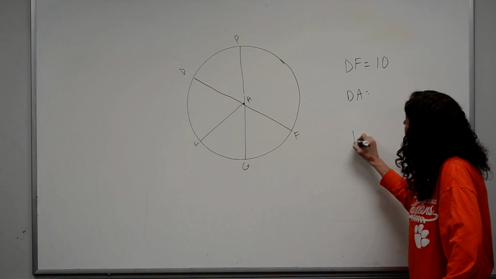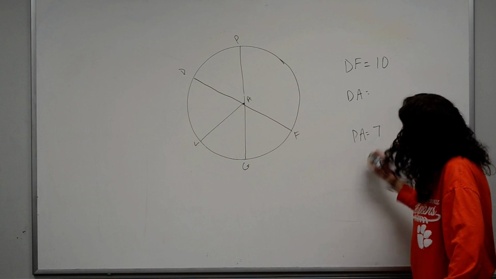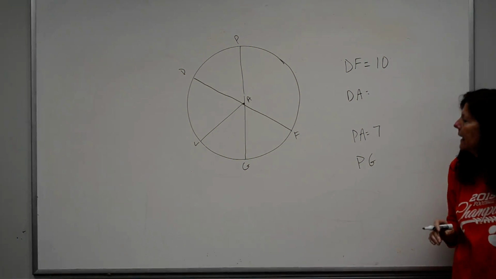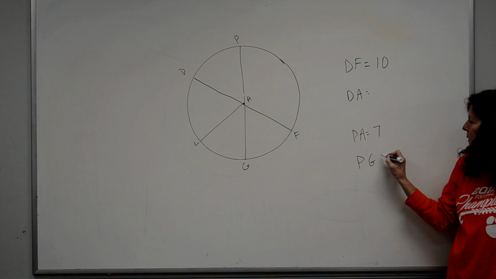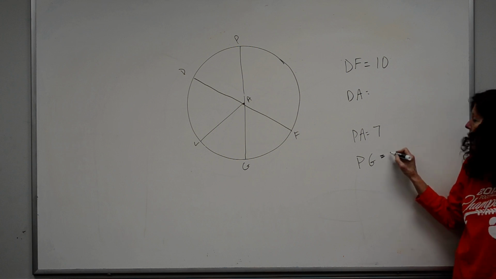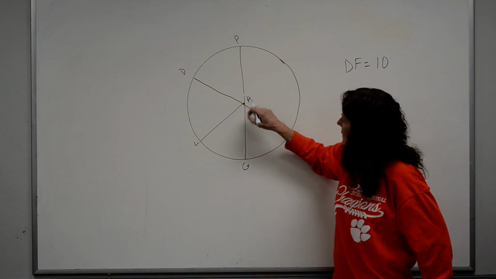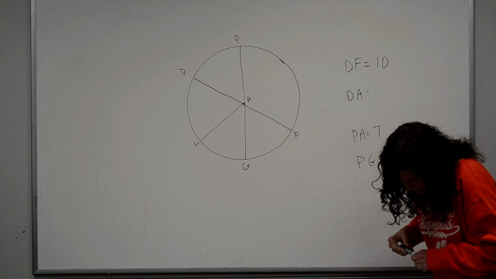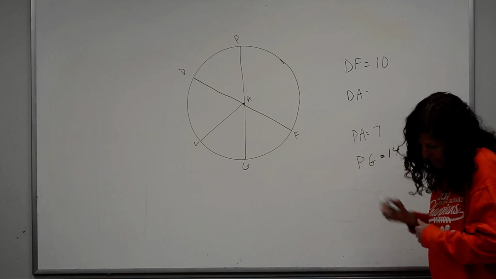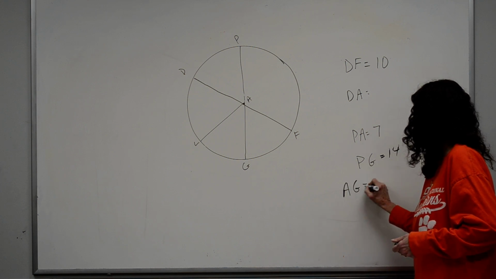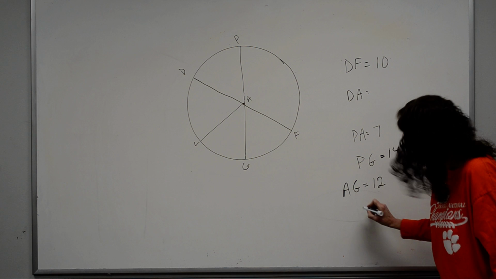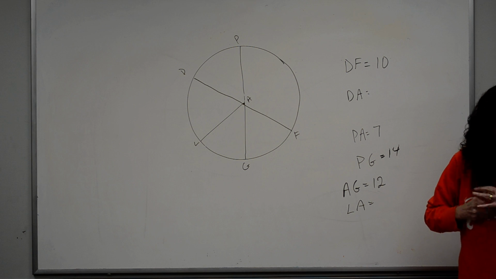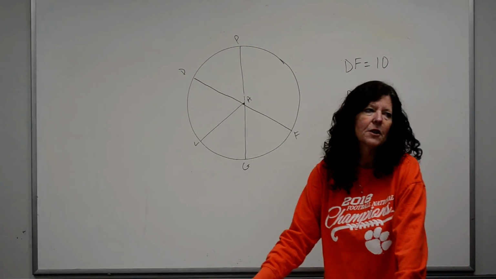Okay, if PA equals 7, what is PG? 14. Okay, because it's twice. It's this radius and that radius, which is 7 and 7. Okay, shouldn't be a big problem on those. If AG equals 12, what does LA equal? Well, 12, because it's another radius of the circle. Okay, so this should be stuff that you know easily.